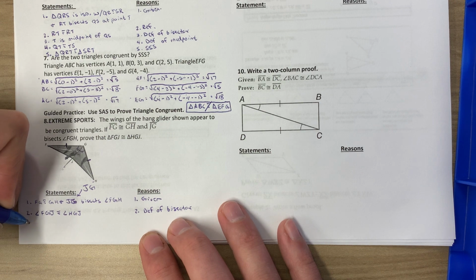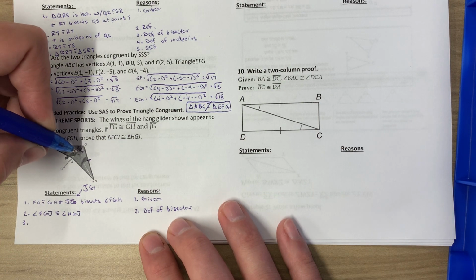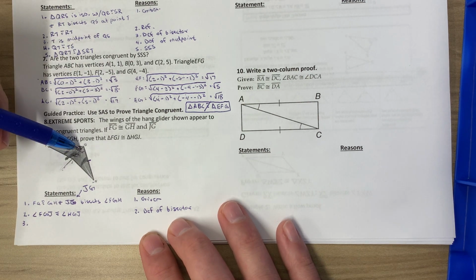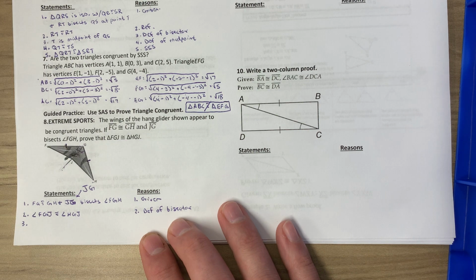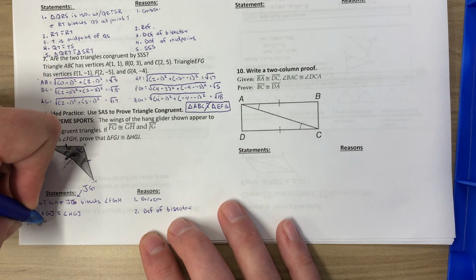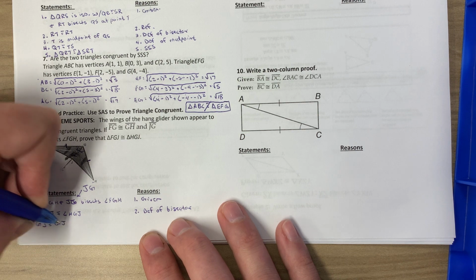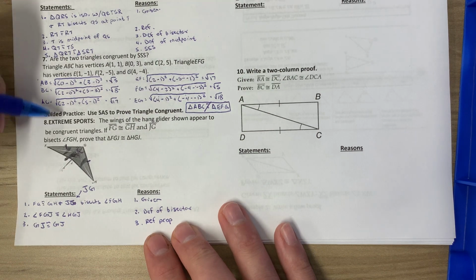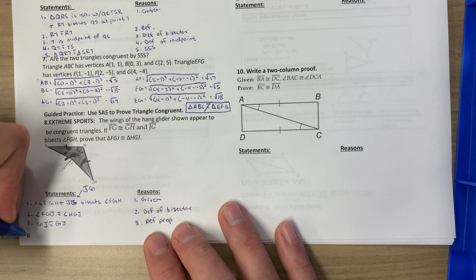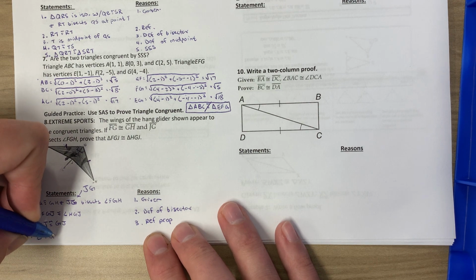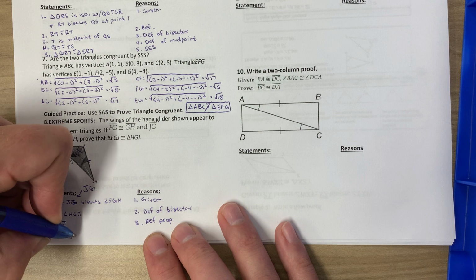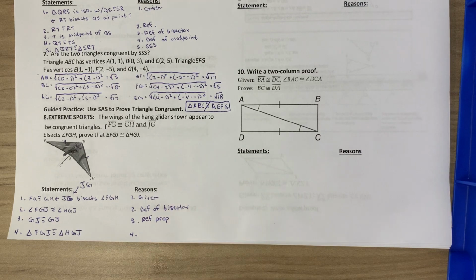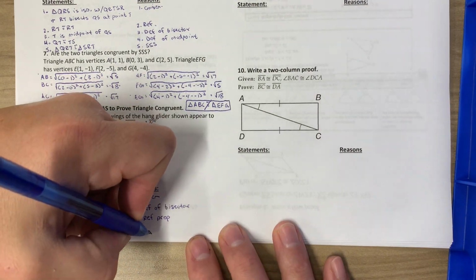Step 3, because I've got a side and an angle, I need to use this side right here. And the great thing about this side, every single time we've got a side using one triangle and another and they're connected, we can use the reflexive property. So I've got GJ is congruent to GJ by the reflexive property. And now I've got a side, an angle, and a side. So step 4, triangle FGJ is congruent to triangle HGJ by side, angle, side.